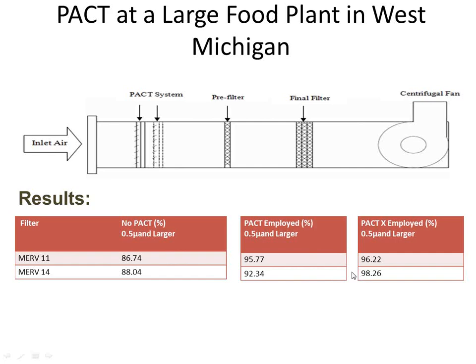And you can put 2 in line. Now you still do need a pre-filter for this. You want to filter out the insects and the leaves and things like that. So that would be upstream of the PAC system.